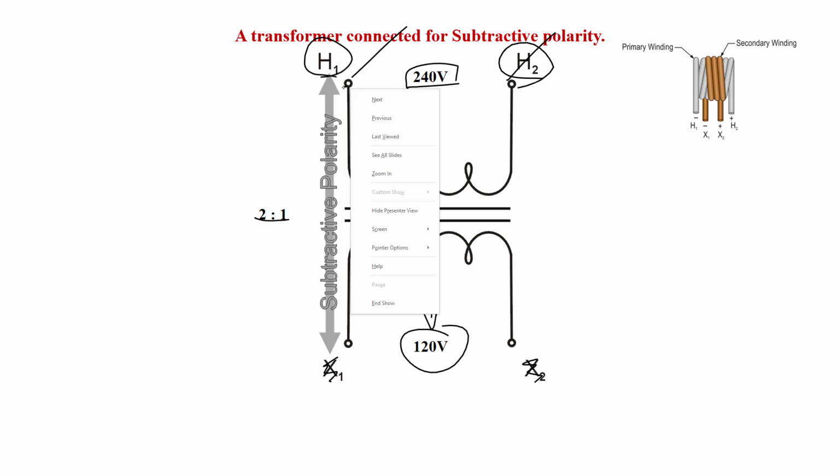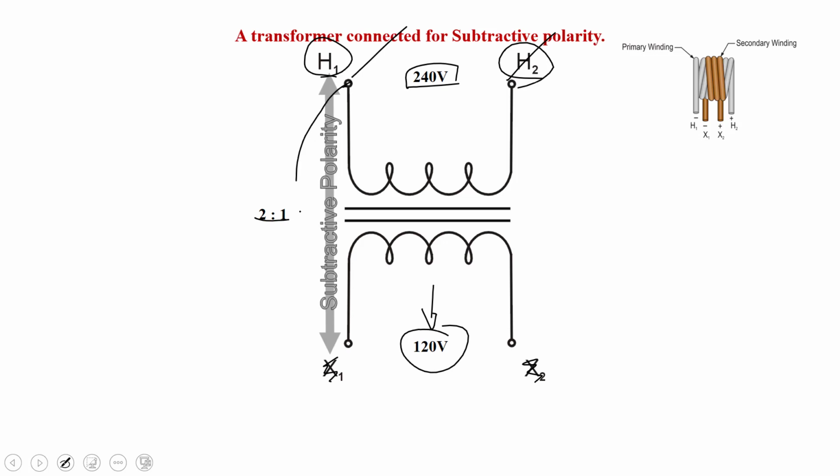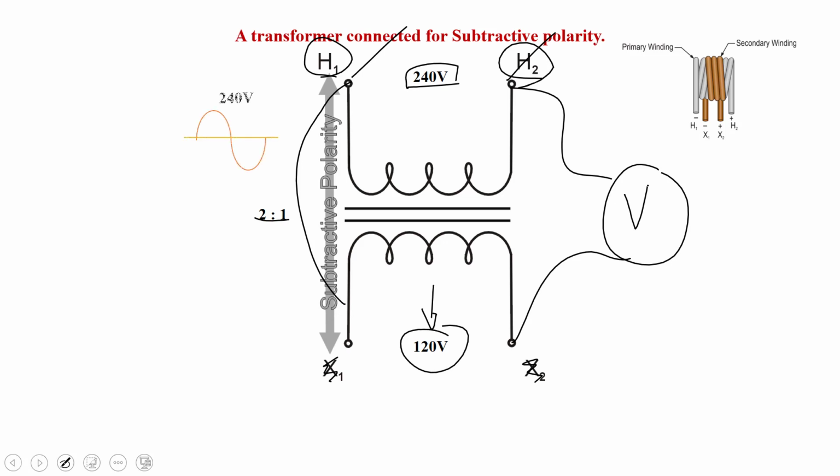We jumper H1 to its adjacent side, and then we connect up a voltmeter from H2 to its adjacent side. Now what does this look like? Well, due to how this is wound, we still have the same applied voltage, just like we did in the other test. It's the same test, 240 volts.